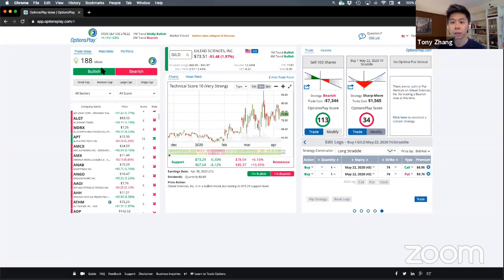Do you have to wait until near expiration? Generally speaking, you would not trade these near expiration. What's the difference between a debit spread and a straddle? Those are two completely different strategies. A debit spread is a directional strategy. A straddle is a non-directional strategy.